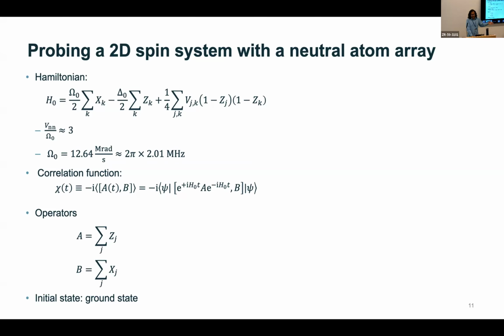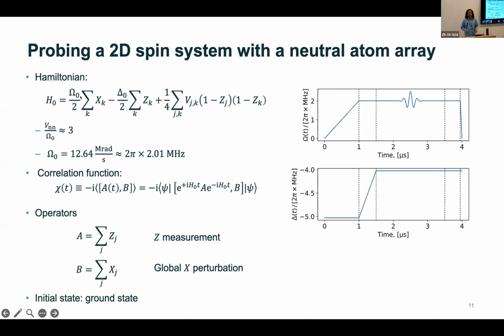So we can measure A by doing a Z measurement, which is really imaging the atoms at the end, whether it's the ground state or the Rydberg state. And B can actually be implemented by using a global X perturbation through this laser here. And here is an example of one of these analog programs, where these are the waveforms I plug into the system, and then hopefully I should get the answer that I want. Let me talk you through what these things actually mean.